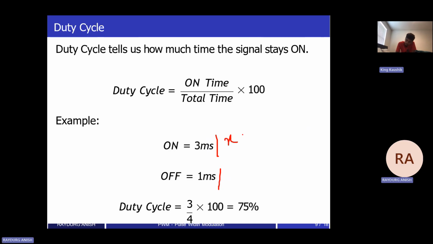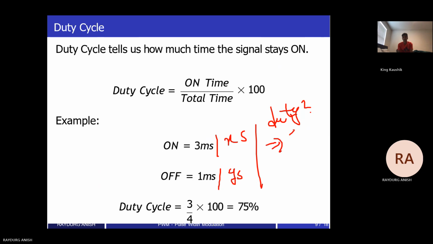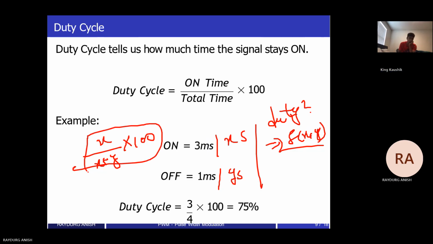Now you tell me this one. If on is x seconds and off is y seconds, can you tell me the duty cycle in terms of x and y? x upon x plus y. Yeah, x upon x plus y times 100 is equal to the duty cycle. You can write this as a question: if on time is x seconds and off time is y seconds, then the duty cycle is x upon x plus y times 100.